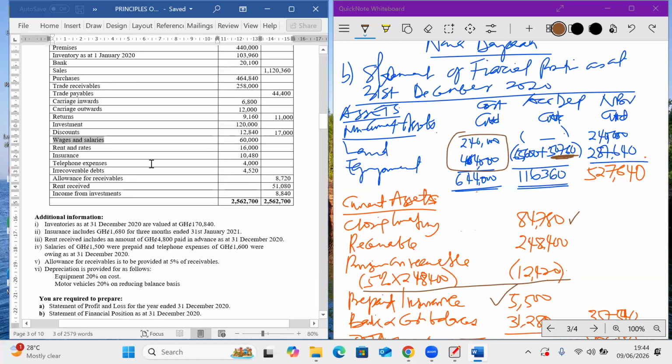I've explained. Telephone expenses is an expense. Irrecoverable debt, another name is called the bad debt. We used it in the previous one. Just this one, bad debt is an expense. Allowance for receivables, you know how to treat allowance for receivables.